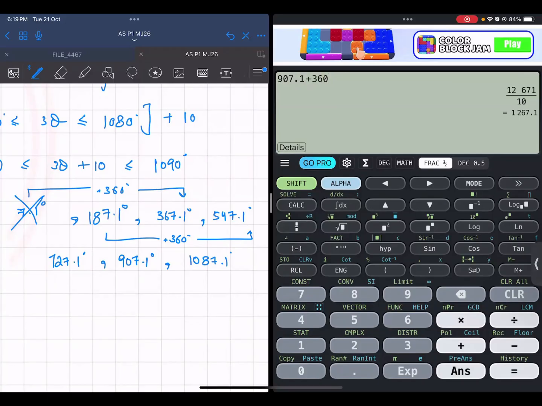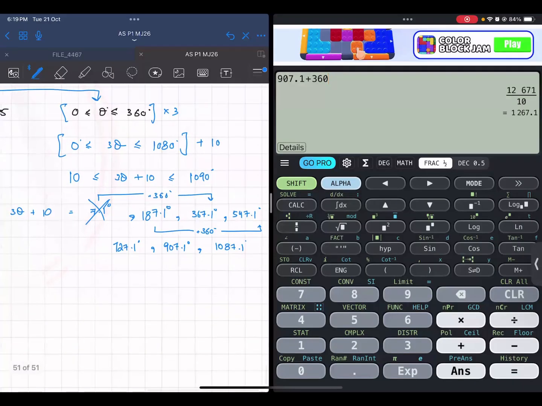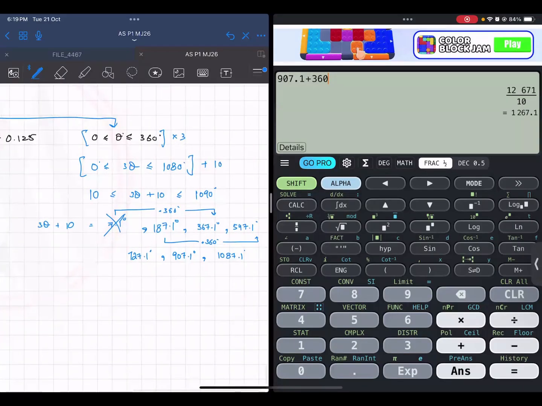Look, this is 1267.1. This is more than 1090. So this is out of the range. The thing is, you need to understand, you will have to find all of the solutions within the range. If your range is very, very large, you can just add 360 to get the solutions on the other side, in the next cycle, in the next cycle, in the next cycle. And then I have stopped.